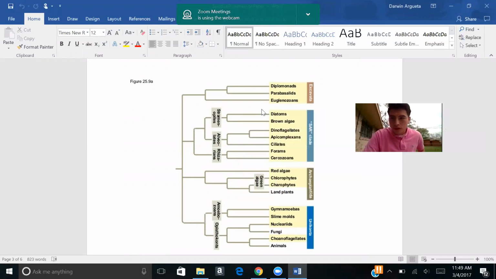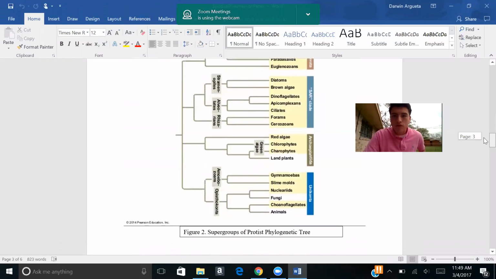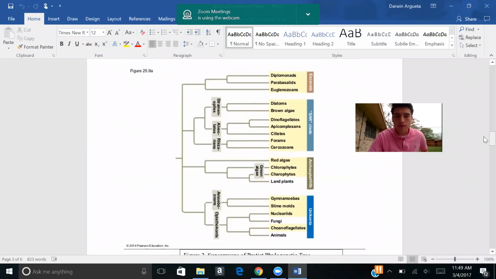So this would be a familiar phylogenetic tree that we should all be familiar with. It is the protist phylogenetic tree with the 4 different supergroups that it holds. At the very top, we have the Excavata clade. At the bottom, we have the SAR clade. Below that one, we would have the Archaeplastida clade. And at the very bottom, we have the Unikonta.